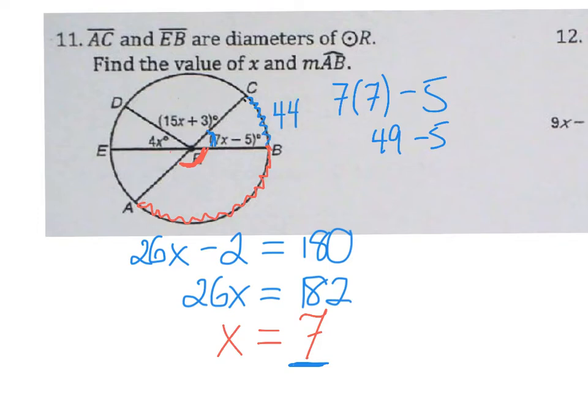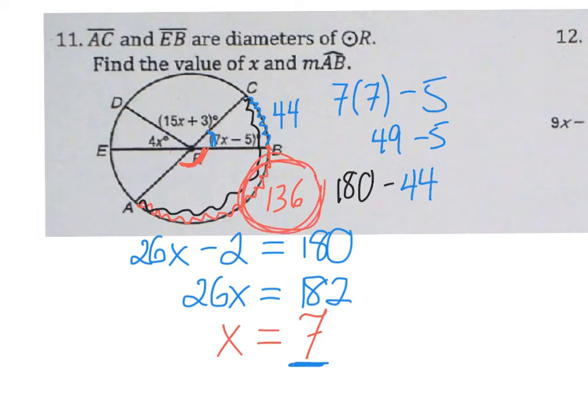Well, remember, this whole thing right here is 180. So all I'm going to do is 180 minus that little arc that I just filled in, 44. Which tells me the measure of arc AB is going to be 136. And there's my final answer. That's what they were looking for.